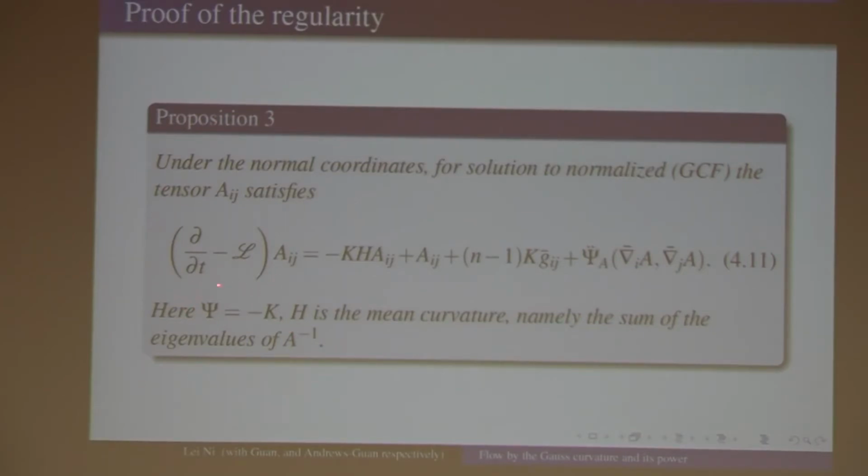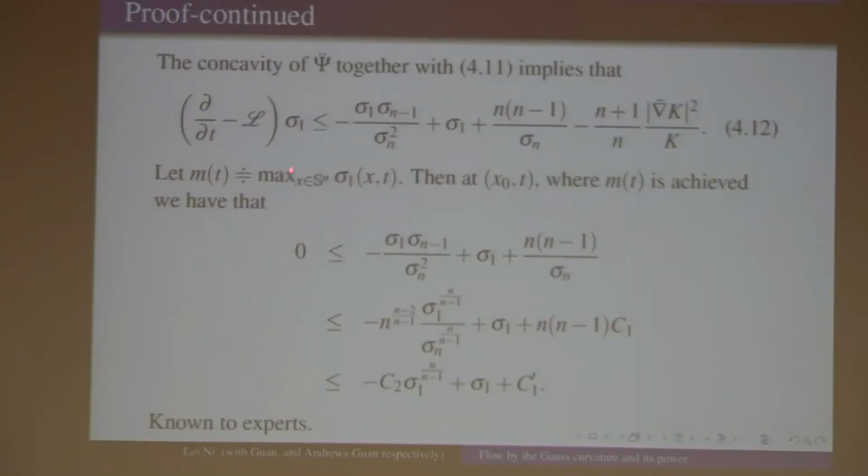So you look at the evolution equations on the inverse of the second fundamental form. Okay, so it satisfies this PDE. Then you look at the trace of it. That's what I call sigma 1. So the trace satisfies certain PDEs.